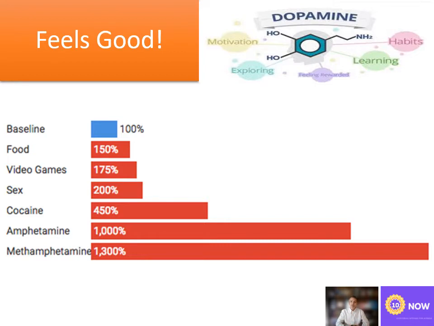So if the highest you can get is a 200% release, look at cocaine, amphetamine, methamphetamine. Amphetamines are a 1,000% release. Opioids are anywhere between 800 and 1,200. And then the ultra-potent methamphetamine that's coming across the southern border from Mexico, that's roughly 1,300%. So if the highest we can get is 200, and then you're having these huge releases, your brain is then modified to think that these unnatural substances are now paramount for your survival.